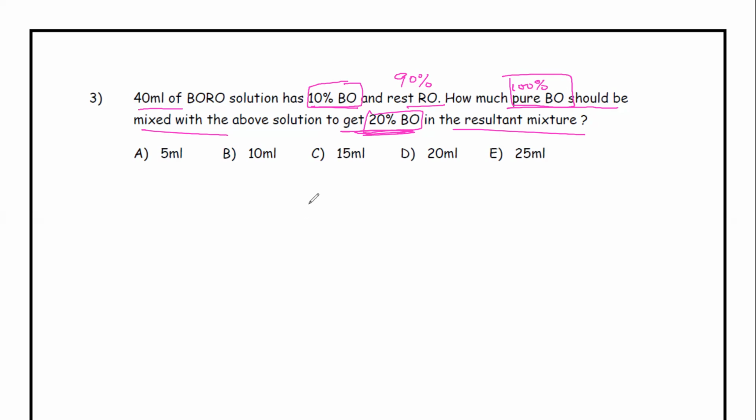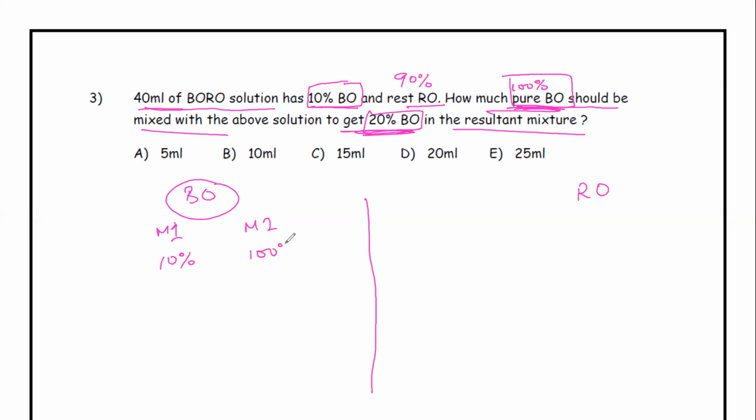Alligation technique works like this. You either take everything in terms of Bo and solve the question, or you take everything in terms of Rho. Because they are asking how much pure Bo, it's better to take everything in terms of Bo. This is mixture 1 and this is mixture 2, and I'm taking all the percentages in terms of Bo. In the first solution there's 10% Bo. Remember, only take Bo percentages. Mixture 2 has 100% Bo, and the resultant is 20% Bo, which they've given directly.